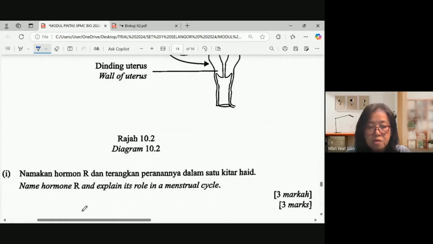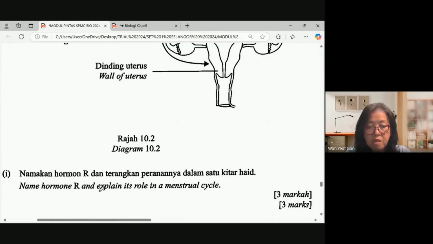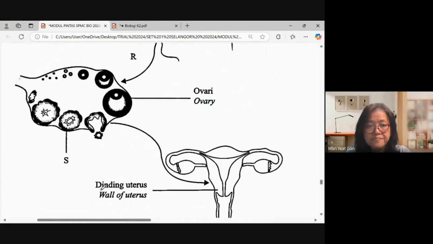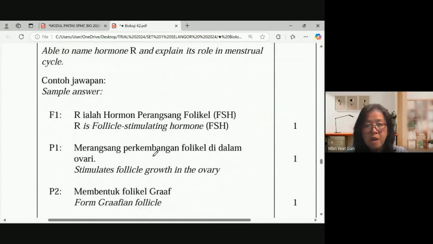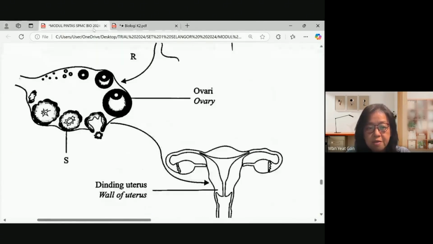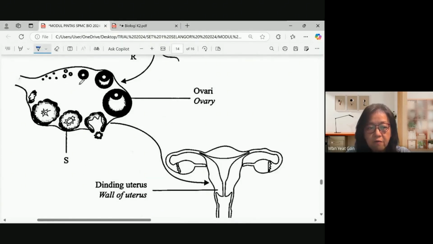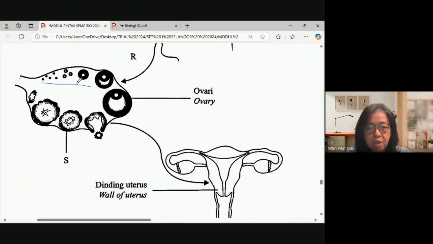So what's the question? Name hormone R and explain its role in menstrual cycle. Okay, so hormone R is FSH. FSH is secreted by pituitary gland and it stimulates follicle growth to form Graafian follicle. So you can see here the development of the follicle cell from primary follicle to secondary follicle, and finally this is Graafian follicle.